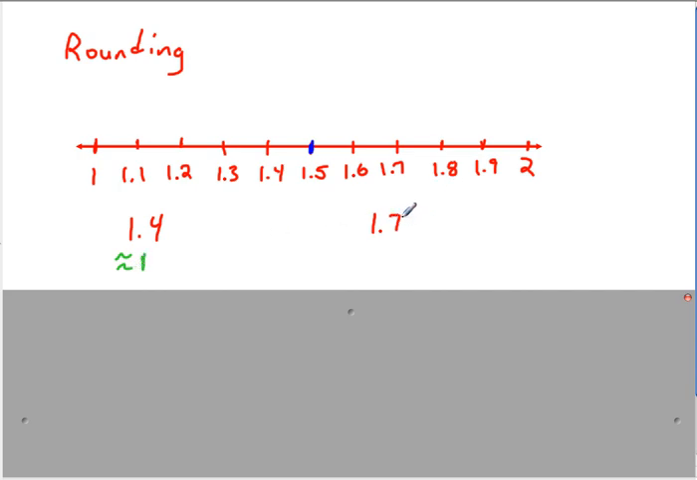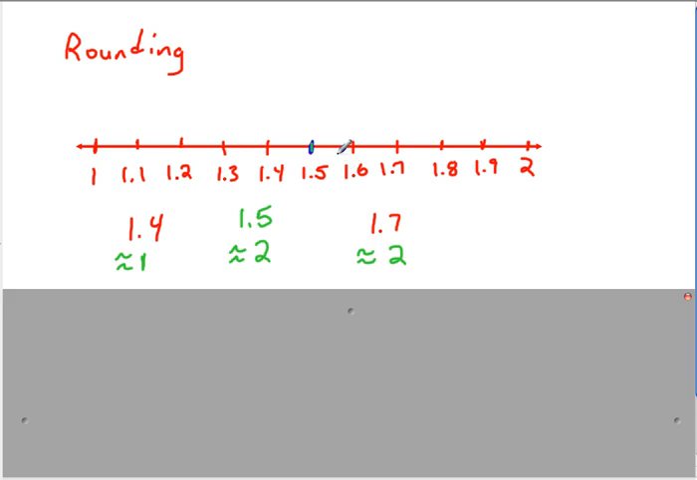And if we were to round 1.7 to the nearest whole number, well, it's clearly closer to 2 than it is to 1. So we would say that's approximately, that's what that little squiggly sign means, approximately 2. So how do we decide if it's right in the middle? Well, mathematicians decided that if it's directly in the middle, like 1.5, then you round to the next thing. So we would say that is approximately 2.